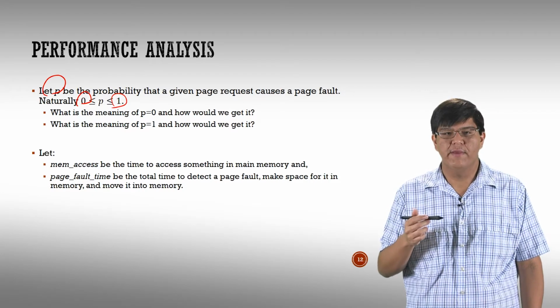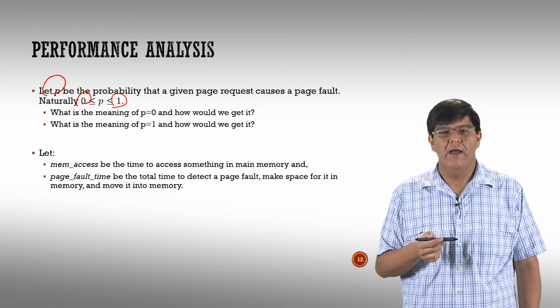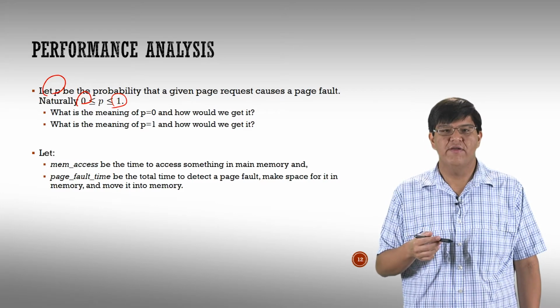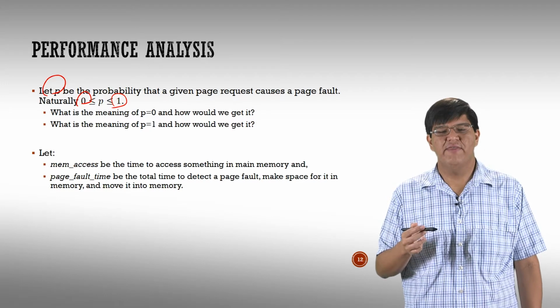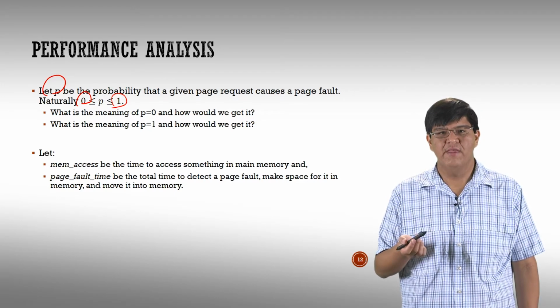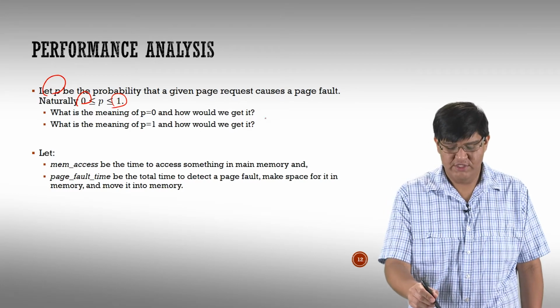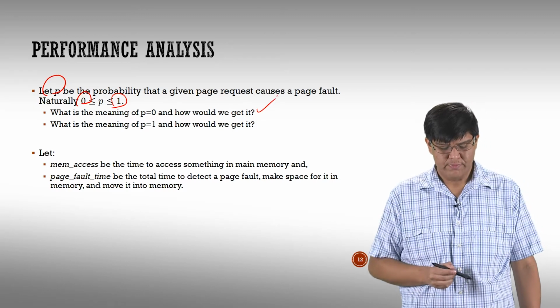P equals 0 basically means that no page faults occur. There's a 0 probability of any faults occurring. And that's typically only going to be the case if we have effectively an infinite amount of memory. We're never going to actually need to move anything out to a secondary store. Everything can just be in main memory all at the same time. So this is the case we had initially when we first talked about main memory. Everything can get stored, no problem.